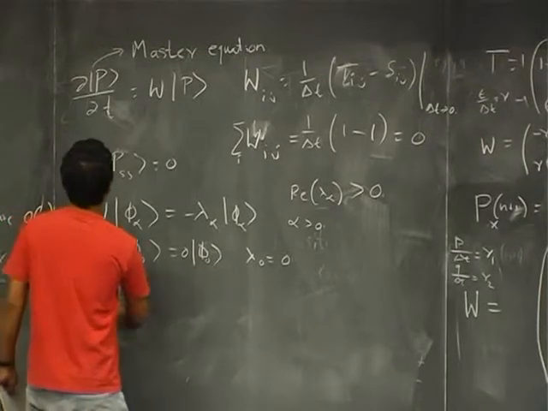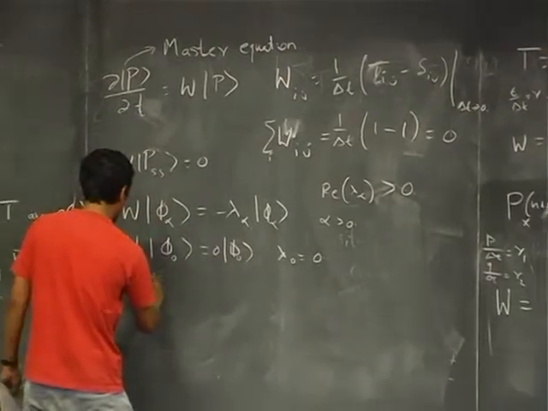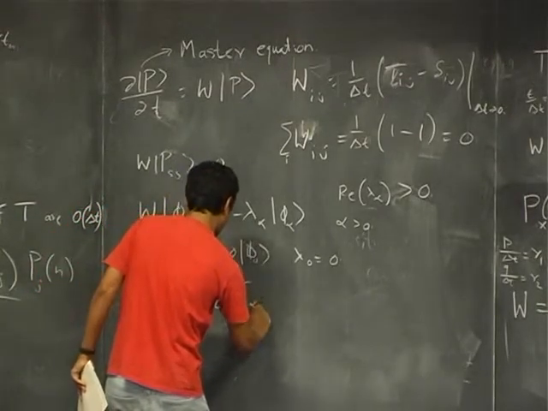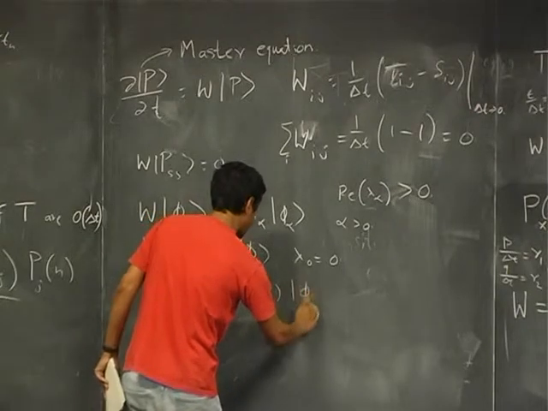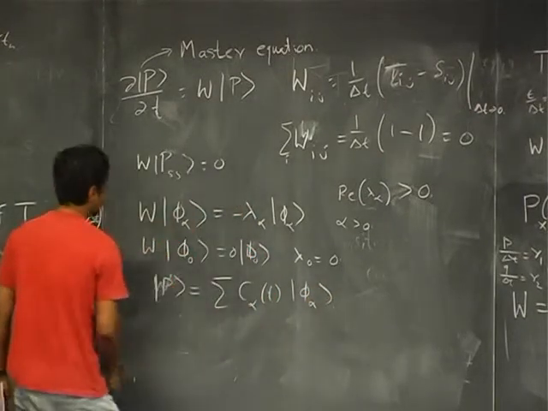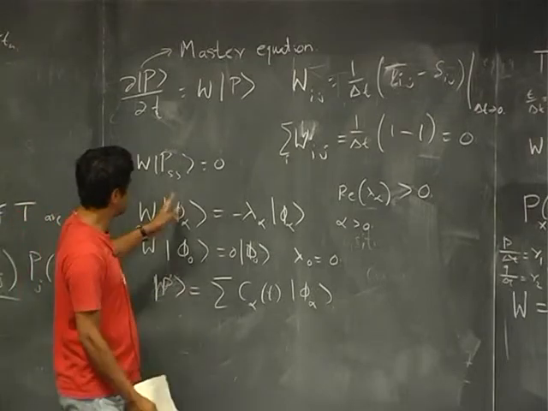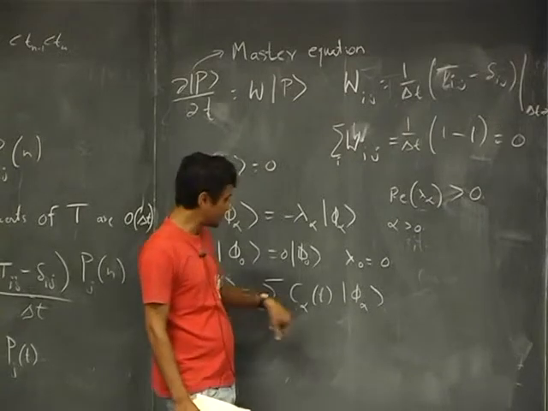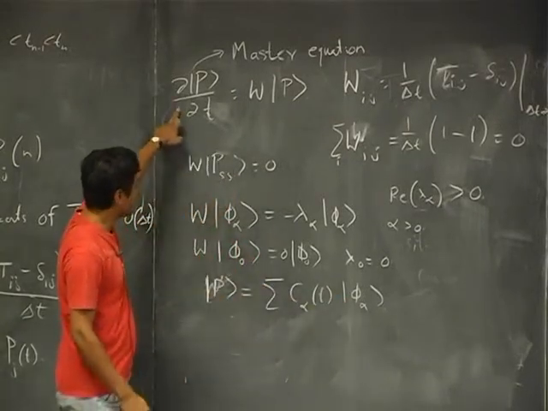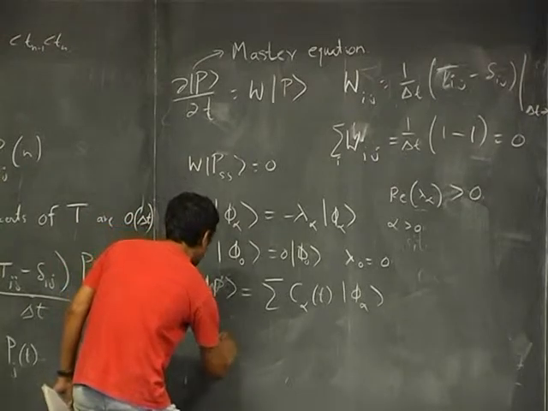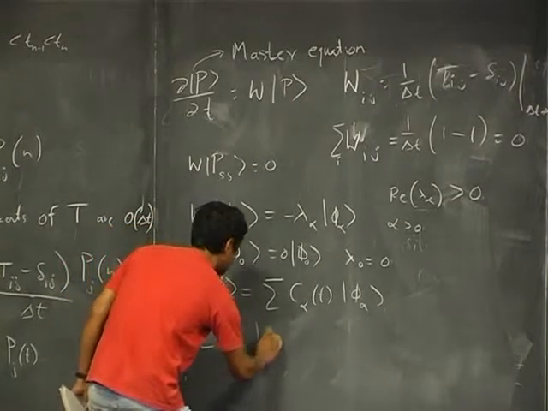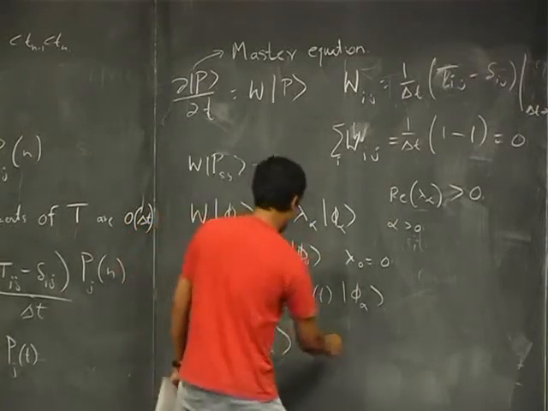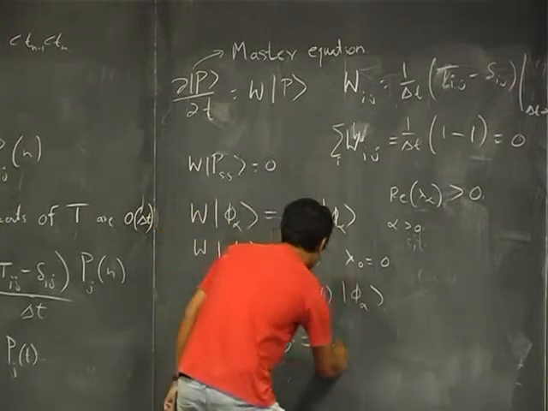Okay, so now how do you solve this equation? So basically you'll expand P as a sum over these eigenvectors. Since this eigenvector form a complete set, you can always expand any probability vector in terms of these eigenvectors, and then just plug it in this equation, and what you'll get is the sum over C alpha dot is equal to WP.